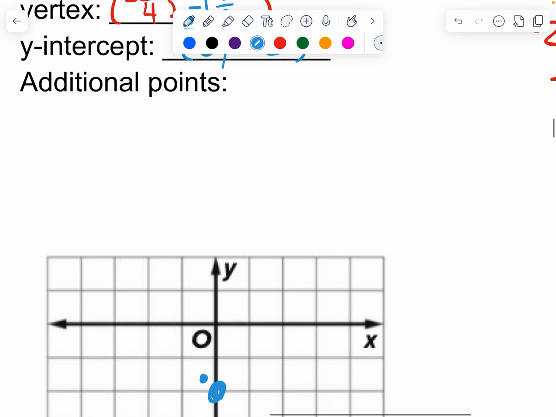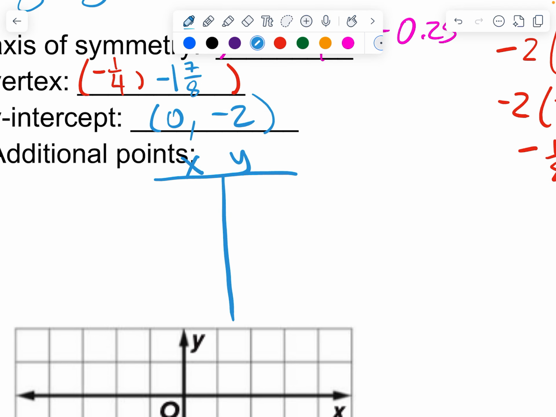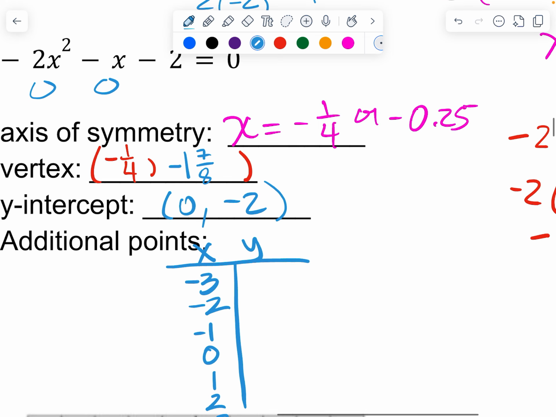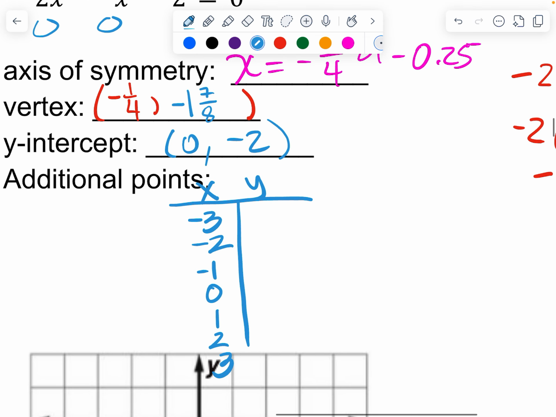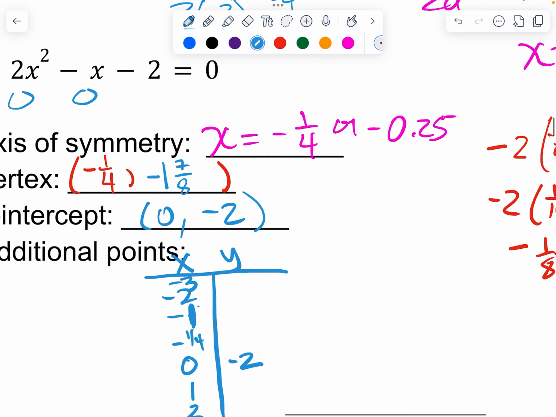Okay, so this one is not going to be even on doing this, guys. So we're going to have to actually plug in some points. So we're going to do negative 3, negative 2, negative 1, 0, 1, 2, 3. Okay, so 0, negative 2, we have that one. Oh, I should put in the 1/4, negative 1, negative 2, negative 3.